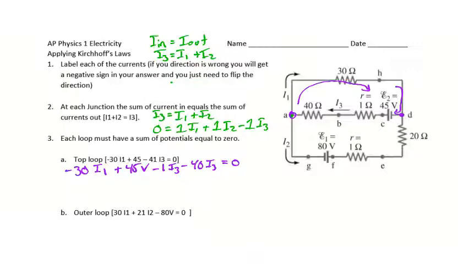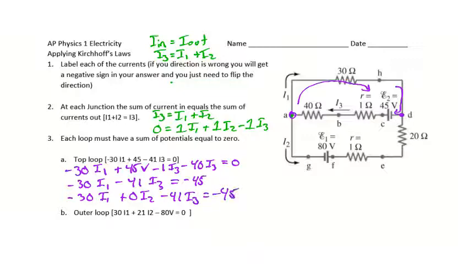So let's go ahead and simplify our equation. I have minus 30 I1 minus 41 I3 equals negative 45. Now you'll notice there's no I2, so I'm actually going to add a line that says minus 30 I1 plus 0 I2 minus 41 I3 is negative 45. And hopefully that'll make sense in a minute here.